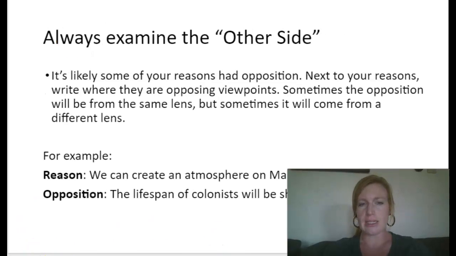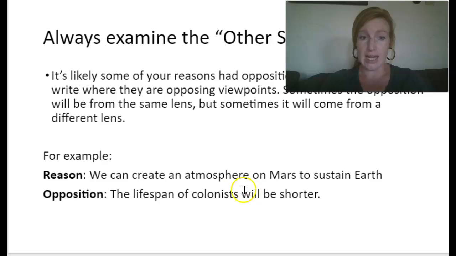So it's probably pretty likely that some of the reasons that you listed had opposition, like you have an opposing side to that. So next to your reasons, you would want to write where there are opposing viewpoints. Sometimes the opposition will be from the same lens, but sometimes it will come from a different lens. So for example, maybe your reason was, yes, we should create an atmosphere on Mars to sustain Earth. Earth is not going to last with how overpopulated and polluted it has become.